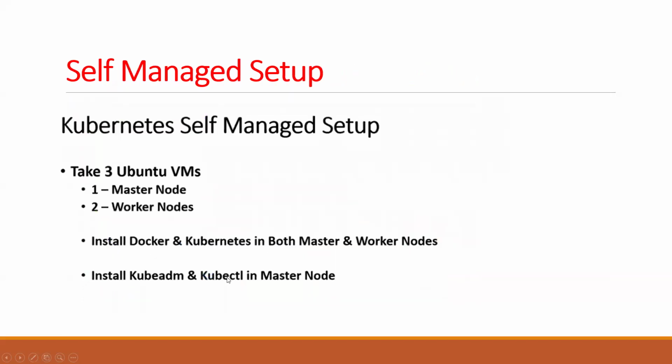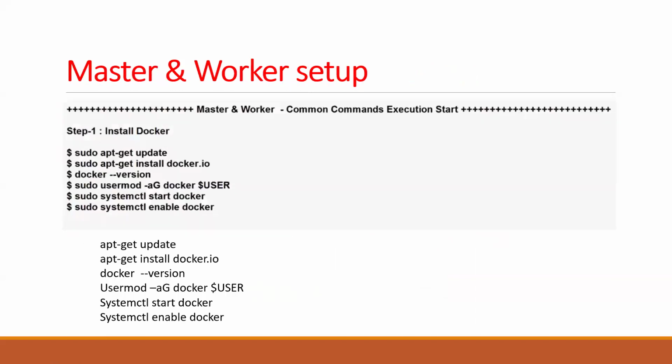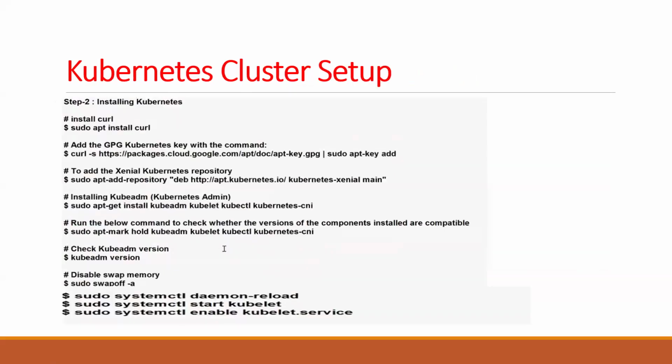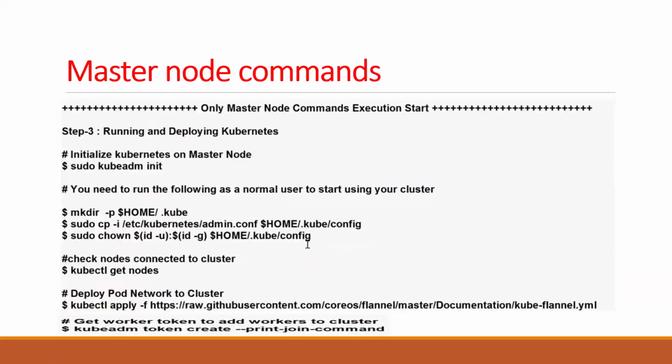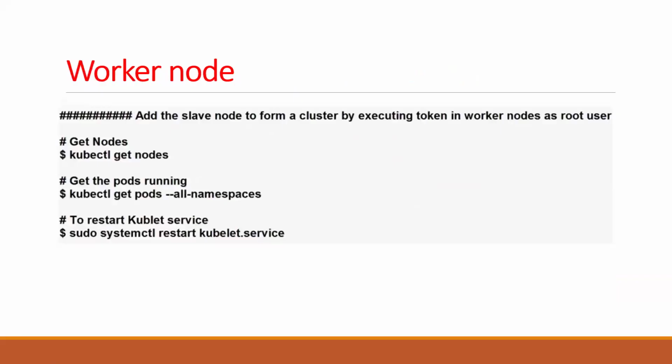Okay, so for self-managed, we take three Ubuntu servers. One is the master node, two are worker nodes. Install Docker and Kubernetes on both the master and worker nodes. Install kubeadm and kubectl on the master node. Okay, how to install kubeadm and kubectl? Right, running Kubernetes: master node setup, and this is worker node setup.